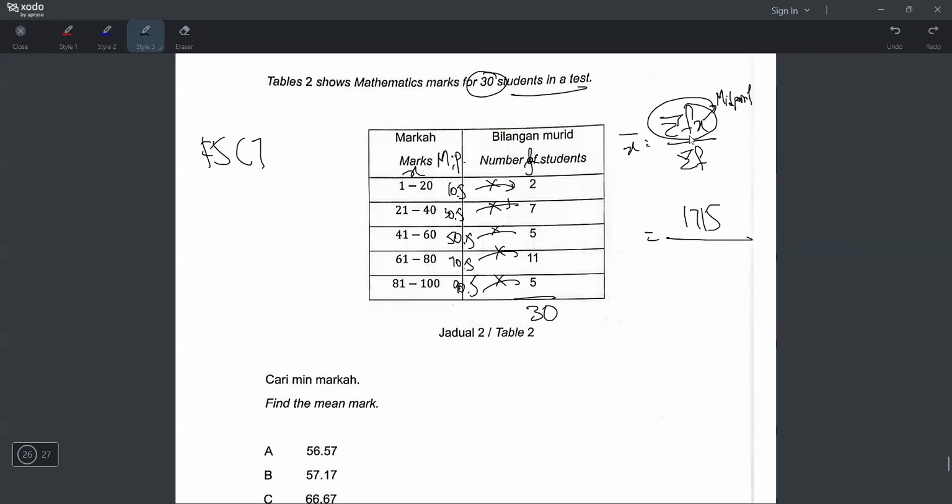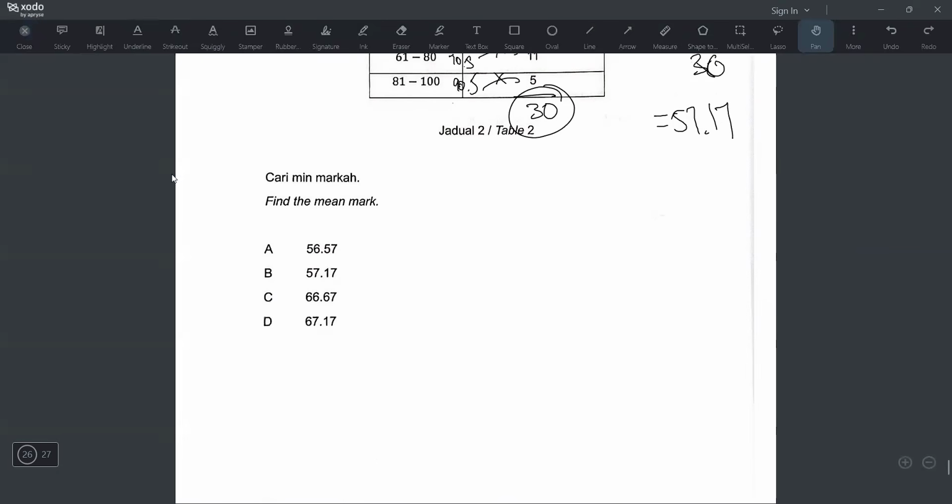So that is the total of fx. But we have to divide with the total frequency, and they already gave 30. So press this, 1715 divided by 30, and the answer is 57.1666, so 57.17. So is there an answer? Yes, B. Okay, that's it.